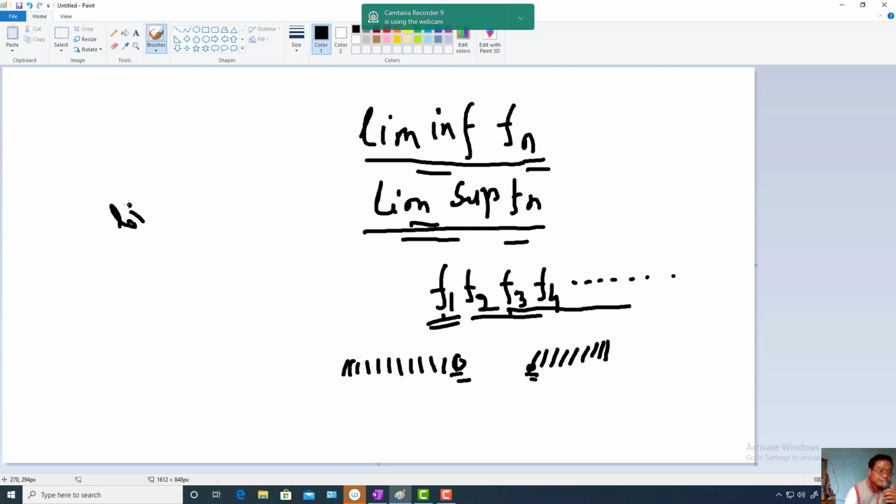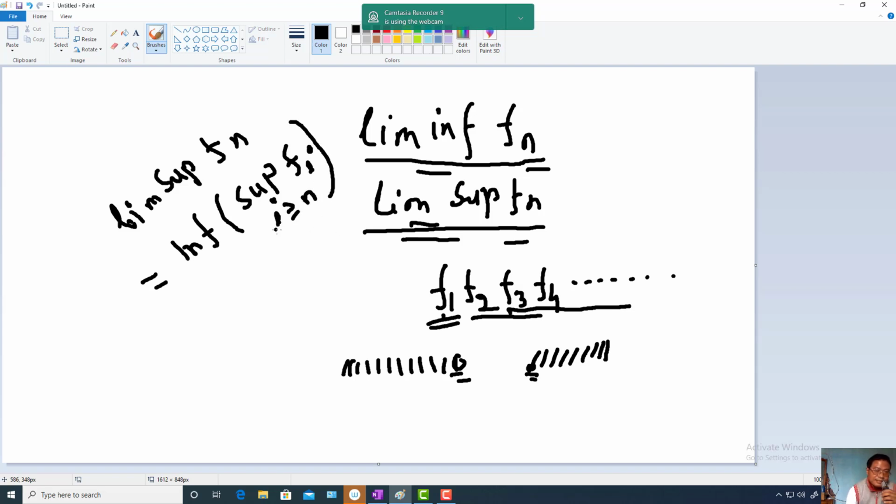Let us see. Limit supremum of fn is equal to the infimum of the supremum of fi, where i is greater than or equal to n. So in this way, for every n equal to 1, you find one supremum. For n equal to 2, you find one supremum. For n equal to 3 also, you find one supremum. So many supremums are there. Then the infimum, the smallest one, so the supremum keeps on decreasing. You find out the smallest one, which is here, that is called infimum. The smallest one, this is called limit supremum.